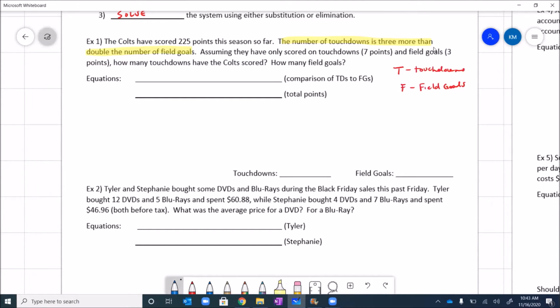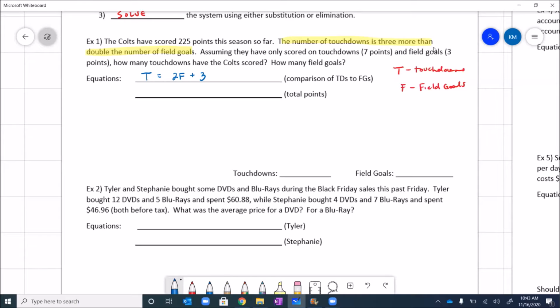The number of touchdowns is, so remember that T stood for the number of touchdowns. The number of touchdowns is 3 more than double the number of field goals. 3 more than double. So double the number of field goals plus 3. And there we have it. That's one equation. The number of touchdowns is 3 more than double the number of field goals.